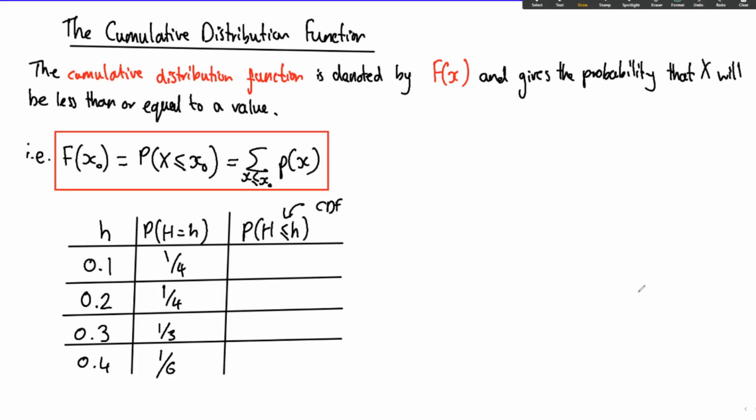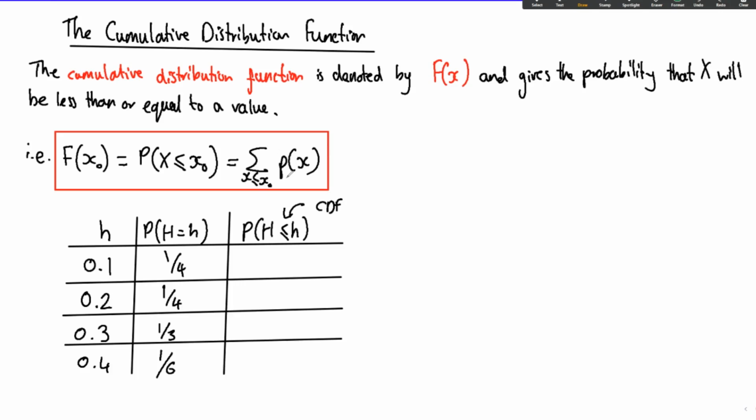Okay, now let's talk about the cumulative distribution function. It's denoted by this capital F of x, and it gives the probability that x will be less than or equal to a value, with that value being what's inside the bracket. In other words, we have this: F(x0) equals the probability of x being less than or equal to x0, which also equals the sum of all x less than or equal to x0 of the probability function.